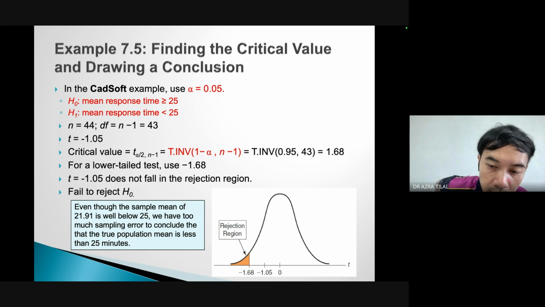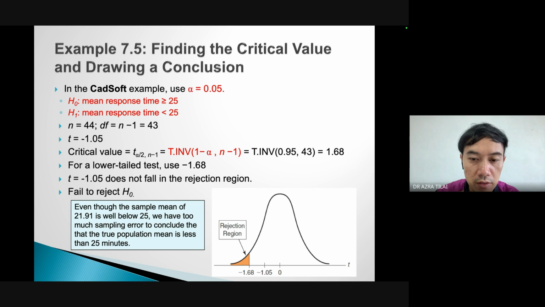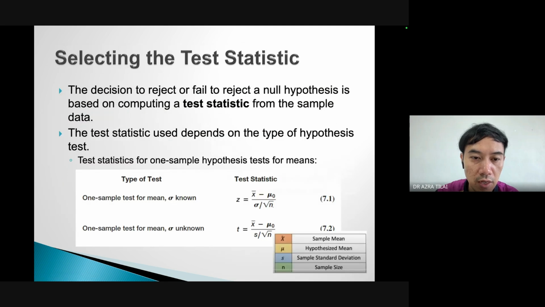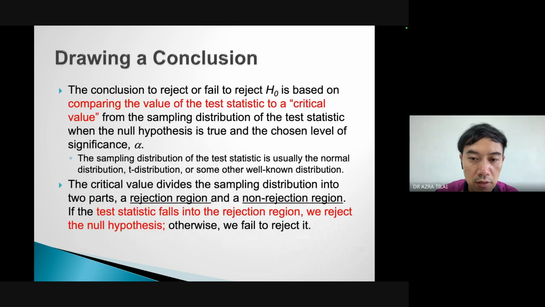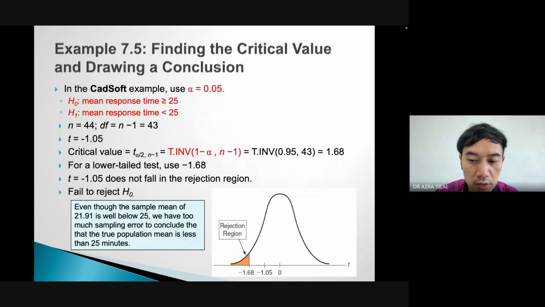So the rejection region, once you have calculated, for example you use the formula, and the answer is within the rejection region, then you reject the null hypothesis. If it is not in the rejection region, for example in this example here, when they calculate the T, the T-test formula, we have types of test. So this is the T-test for unknown. If you calculate and get negative 1.05, yes, it is negative.